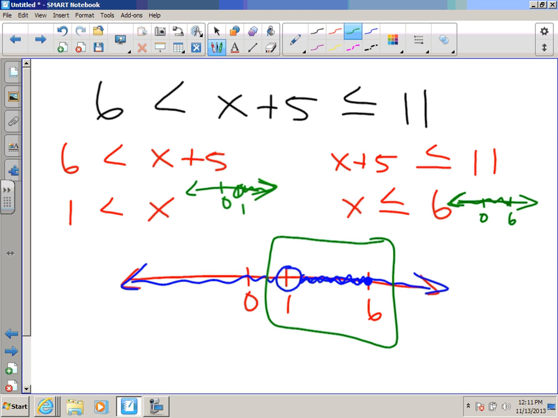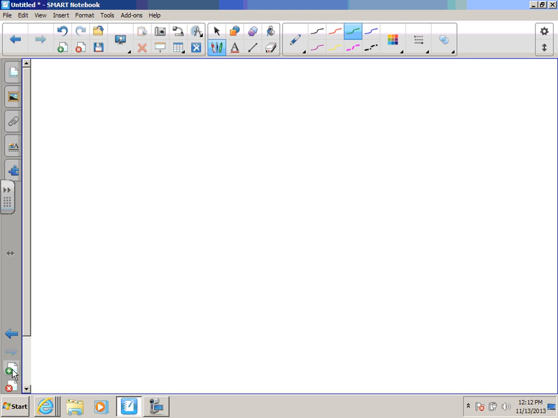Okay, and then how would you rewrite this? 1 less than x, x less than or equal to 6. Questions? All right, give you another one. 10 is less than or equal to 2y plus 4. And 2y plus 4 is less than or equal to 24.